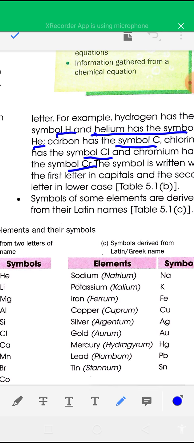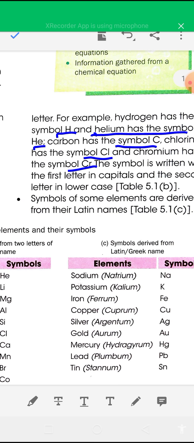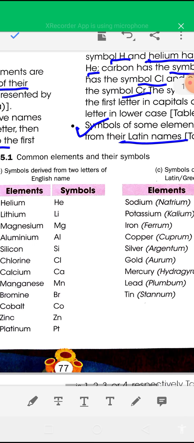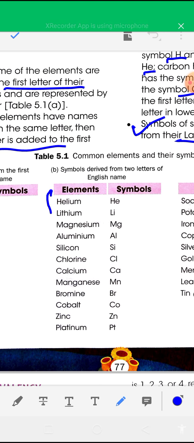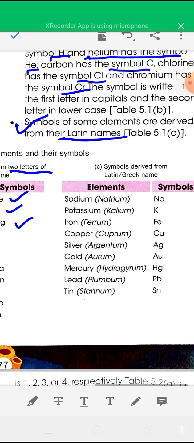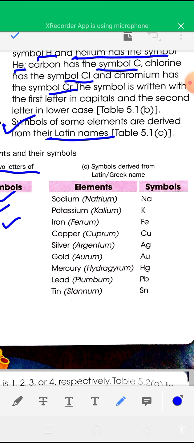The next rule is that symbols of some elements are derived from their Latin name. In this table, in the second column, symbols are derived from two letters of their English name, like symbol of helium He, lithium Li, magnesium Mg, aluminum Al. These are two letter symbols, you have to read them. And in the third column, these symbols are derived from their Latin name.